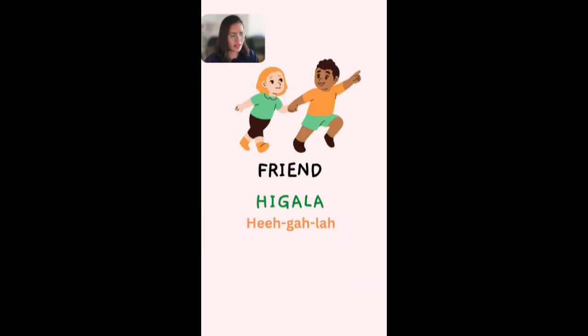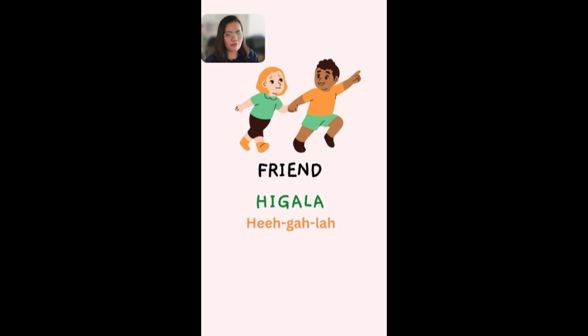Next one, we have friend. Friend is higala. So I normally use higala so that I don't have to say amigo and amiga because it's gonna be too long for me to greet you guys. So I just use higala. It means friend. In real world conversation, not so many are familiar with it, especially the Gen Zs. So higala again is friend. It's good to know this word so that you can also spread Bisaya to other youngsters.